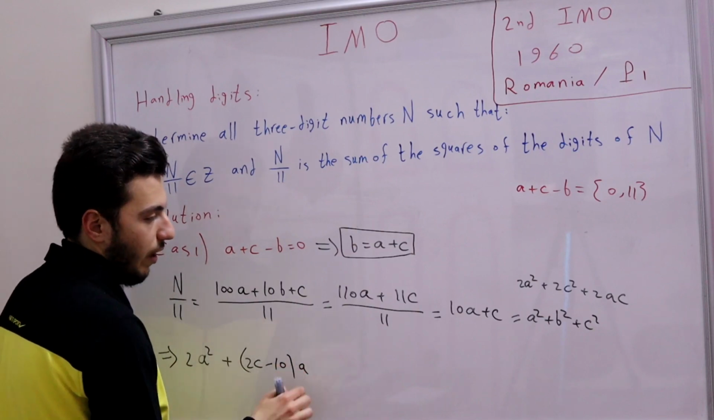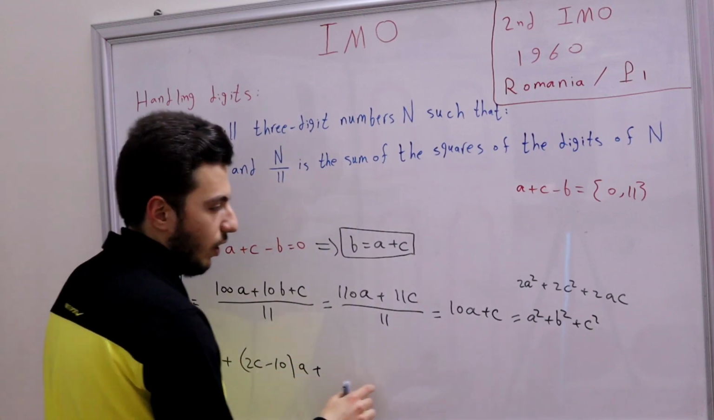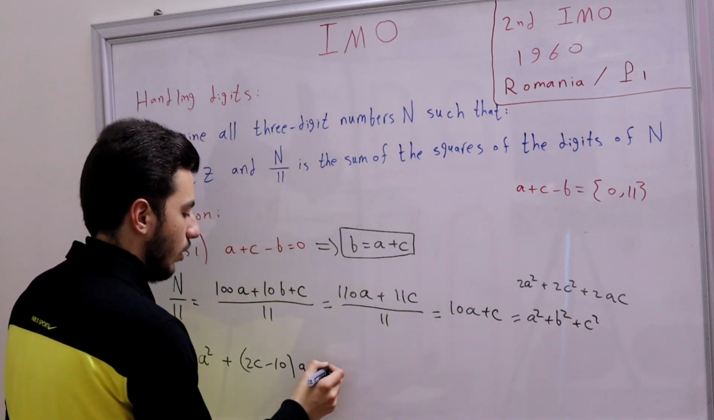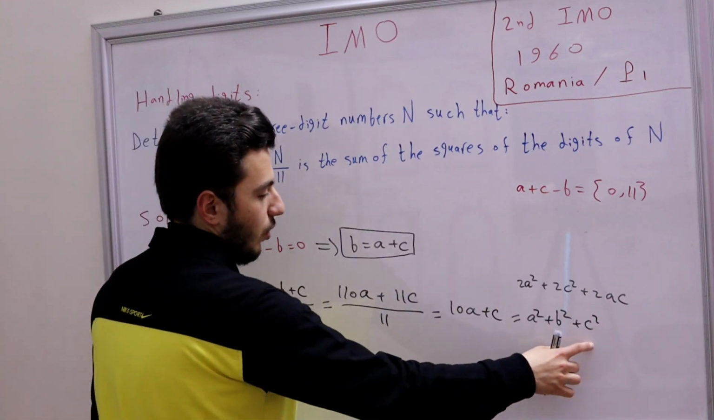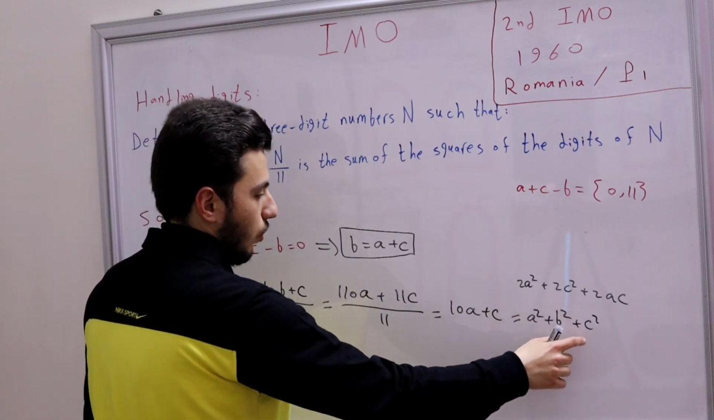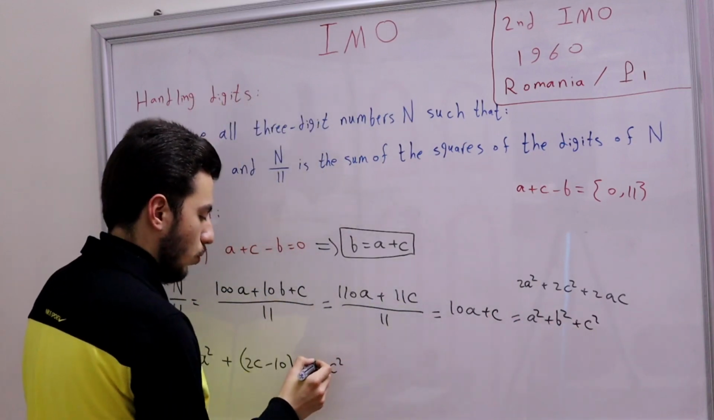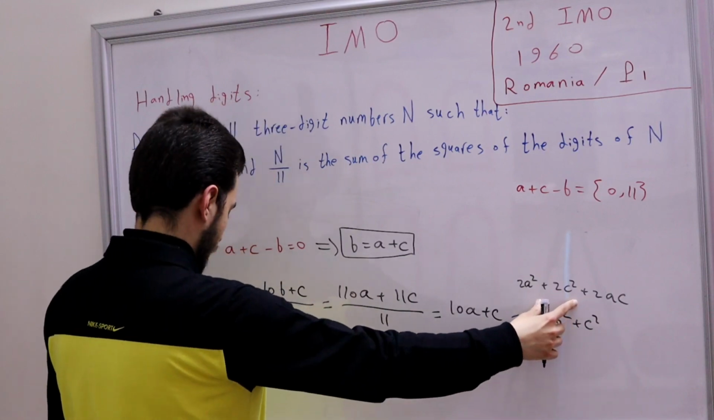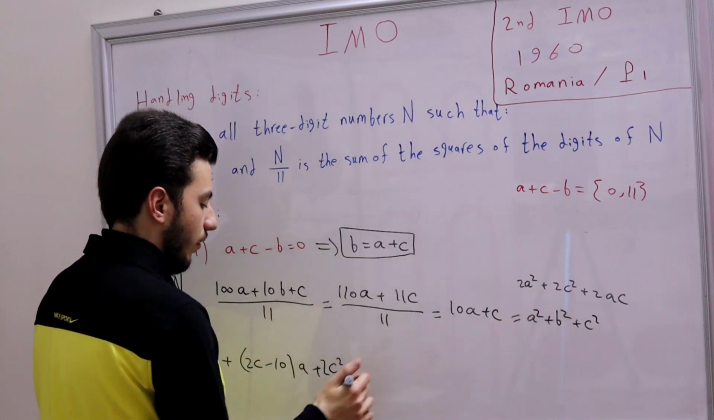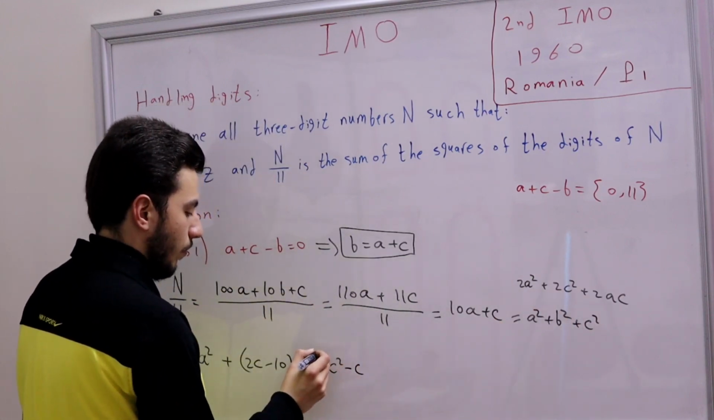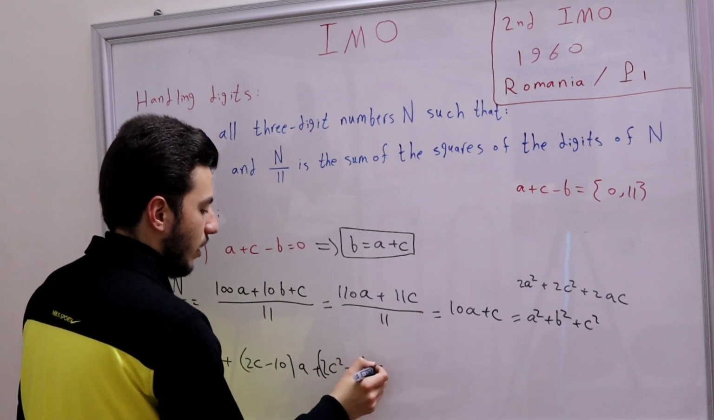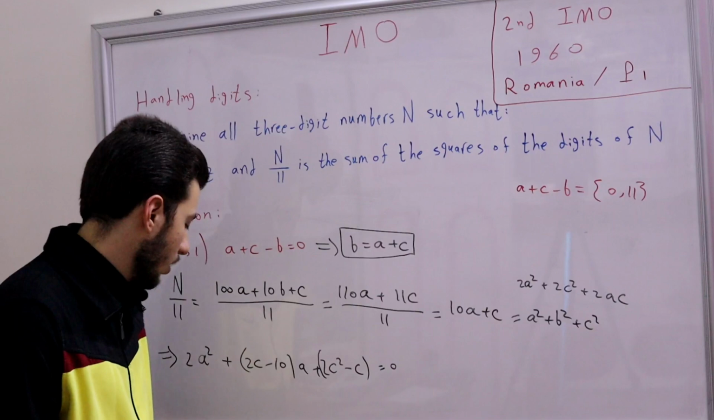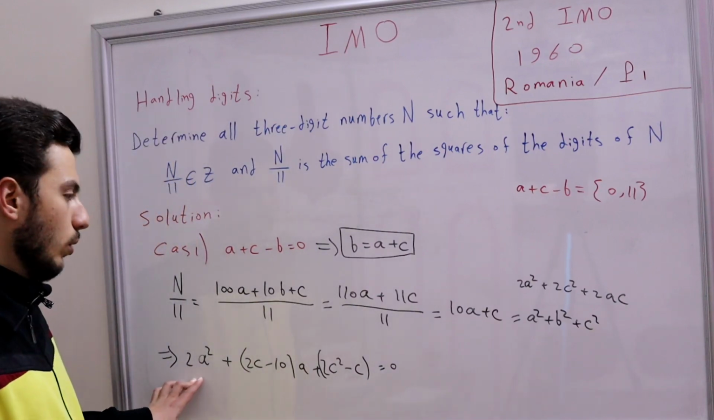Okay, so here we have a, and then we have the free term, which is c squared, or sorry, 2c squared, because we're dealing with this one here. And here we have minus c. So something like that, and simply this is 0.